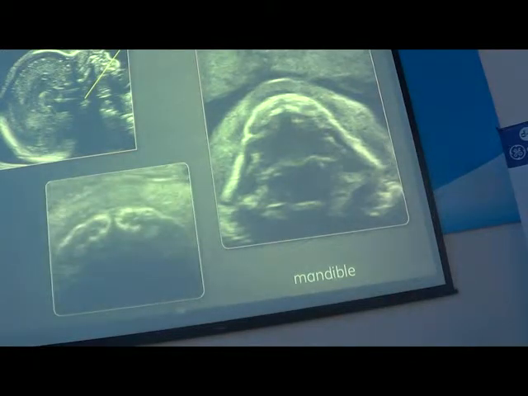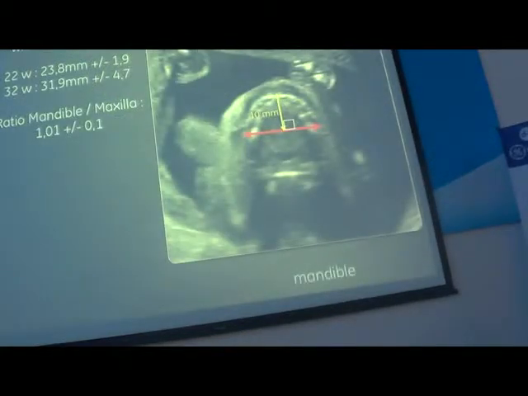And this is made with a high frequency probe. Mandible and also the maxilla, we can do measurement, but you will never use it on a screening examination. It's only when you suspect something that you have to do this measurement.